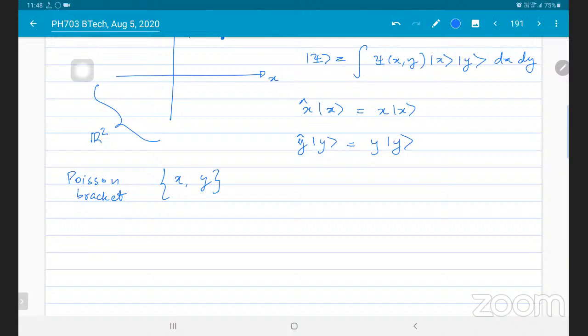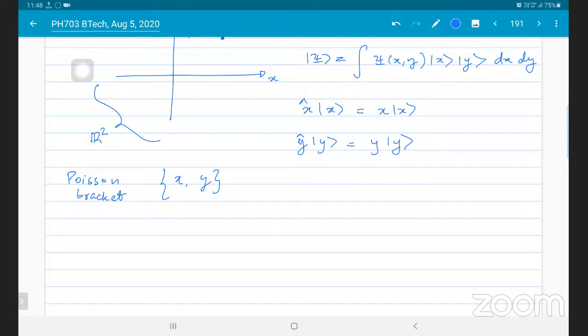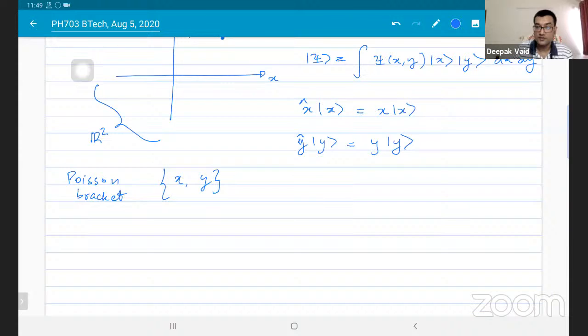Not yet. Okay. Have you studied it in your undergraduate? Not yet. In undergraduate, is Poisson bracket introduced to you? No, sir. Hamiltonian mechanics, Lagrangian mechanics? Lagrangian, a little bit, sir, but not in detail. Not properly.